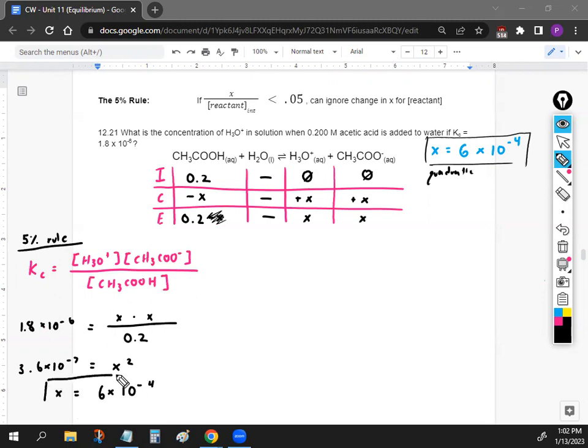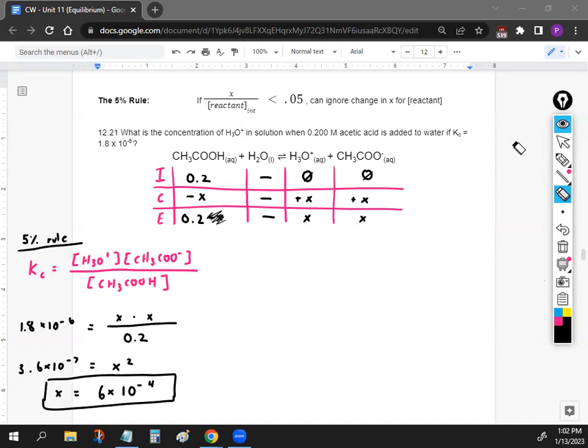If you guys notice, it's the exact same number. Now, let's pretend that we did not know that this was the answer for X. We need to test the 5% rule, and this is how you test it. You use this formula right here. You use the X value you got when you ignored X right here, so you just put it on top, 6 times 10 to the negative 4, and you divide it by your initial concentration, 0.2. If that value is less than 0.05, then you can use the 5% rule.